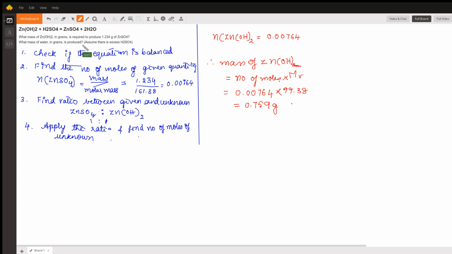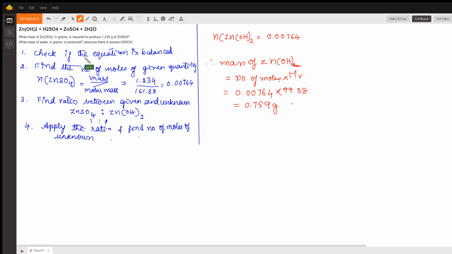In this question, we are asked to find the mass of the zinc hydroxide where the mass of zinc sulfate is given. This zinc sulfate is prepared in a reaction between zinc hydroxide and sulfuric acid. So this question is based on the application of mole concept to chemical equations.